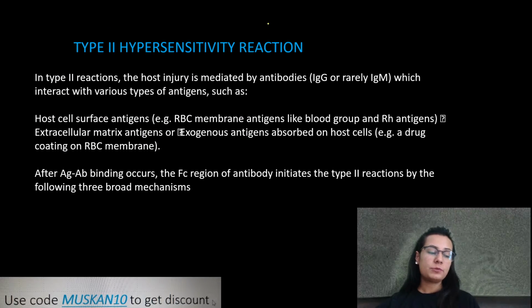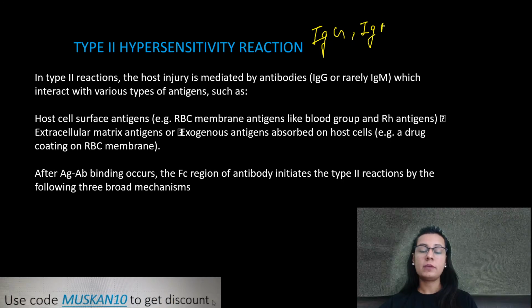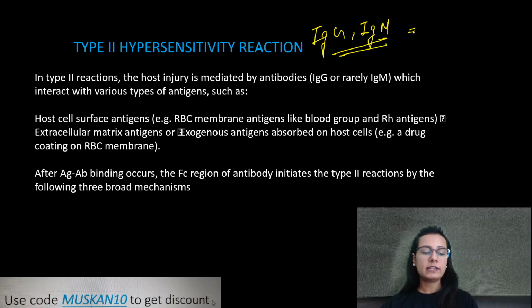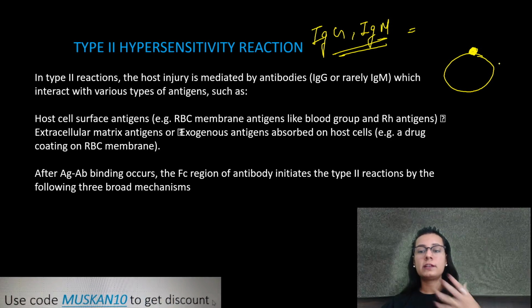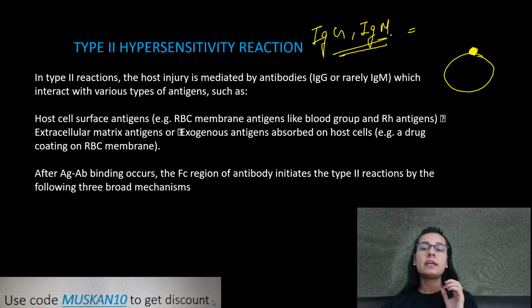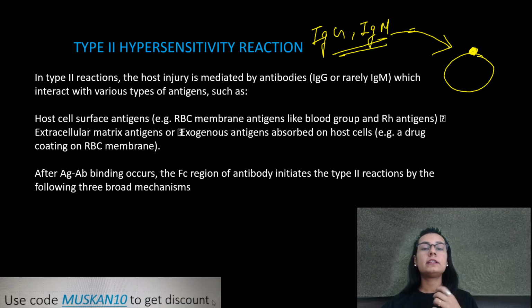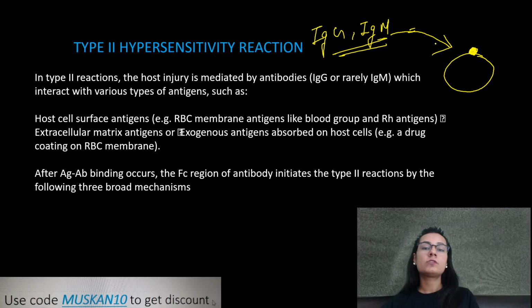Now, coming to type 2 hypersensitivity. Type 2 hypersensitivity, this was what? This was cytotoxic and it was mainly IgG and IgM antibody mediated, right? And what happens is that some antigen comes from outside and attaches to our own cell. So the cell, which was self, will turn into a foreign cell, and these antibodies will start attacking our own cell, leading to the type 2 hypersensitivity reaction, and activation of what?